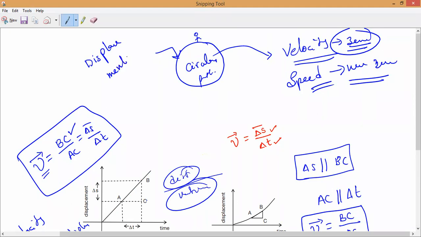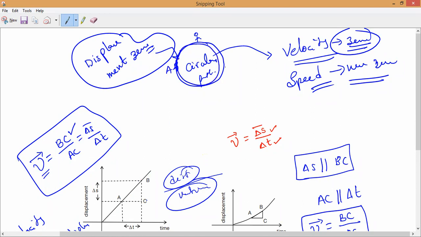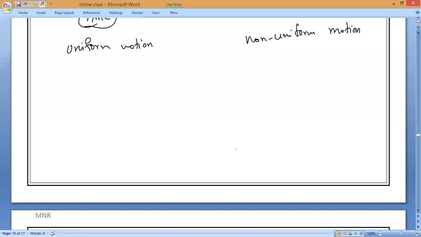Yes or no? When displacement becomes 0, velocity will become 0 or not? Yes or no, guys? Yes, sir. When the displacement is 0, anybody? Suppose you started with a point and you again reach the same point. What is our distance? I already taught you circular motion. I am asking displacement, not distance. Please respond.